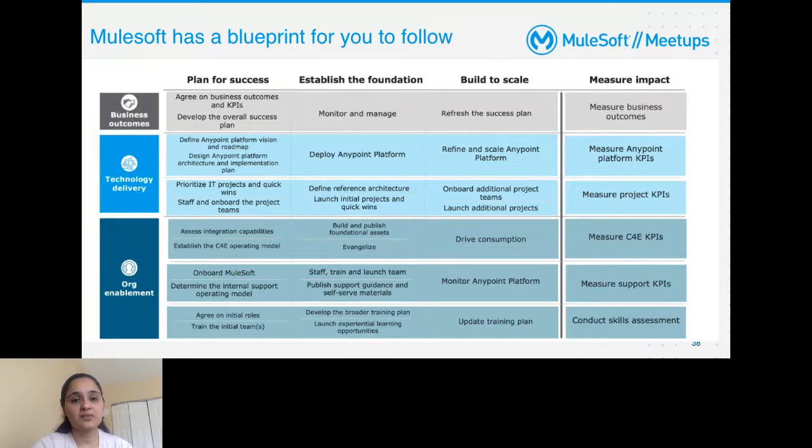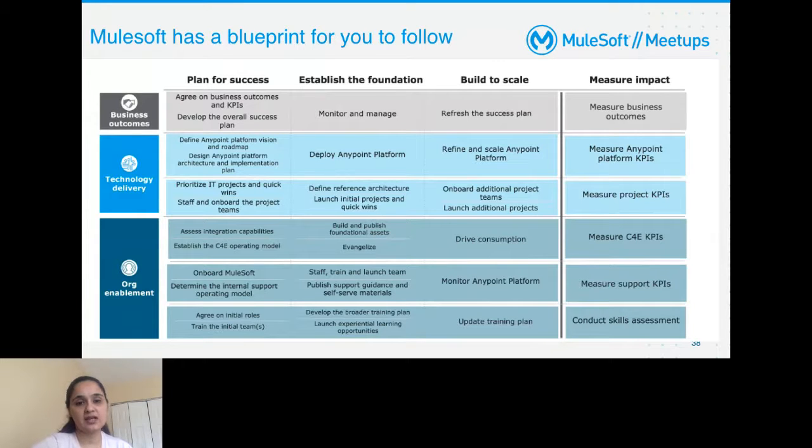First, define the business outcomes and the KPIs, and develop an overall success plan. Second is the technology delivery in planning. Make sure you define the Anypoint platform vision and roadmap, and also the Anypoint platform architecture and implementation plan. Third, in the technology delivery, prioritize the projects and quickly make the APIs for quick wins, and staff the project teams. In org enablement, planning is to assess the integration capabilities, establish the center for enablement, onboard MuleSoft, determine the internal support and the operating model, and train the initial teams.